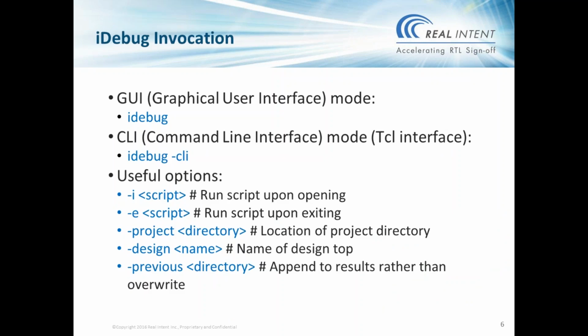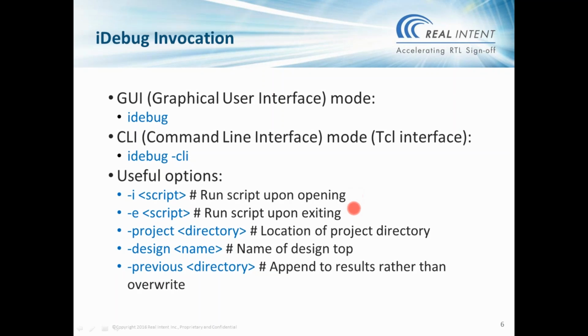Now, in terms of invoking iDebug, it's very easy to invoke. You just simply type iDebug in any directory where Meridian CDC has previously been run. There's also a command line interface mode, which can be invoked using iDebug-CLI. Now, there are some useful options. You can use -I to invoke a script upon opening iDebug to set up certain views, certain criteria.